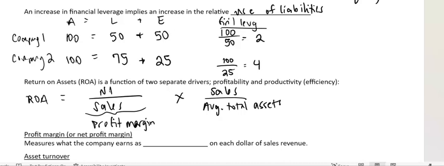And we can see that sales would cancel out. What we would be left with is net income over average total assets. But the reason we want to look at this broken down is to look at profit margin as one lever, and we know the name for sales over average total assets. That's asset turnover as another lever or another driver.